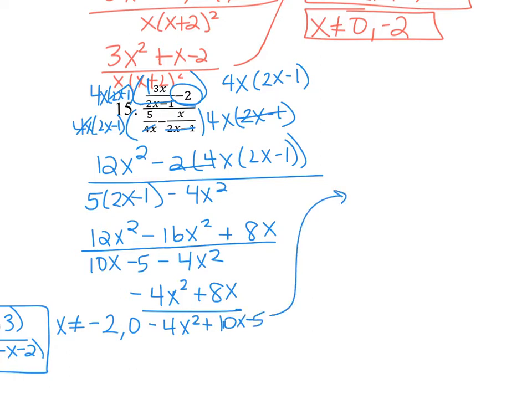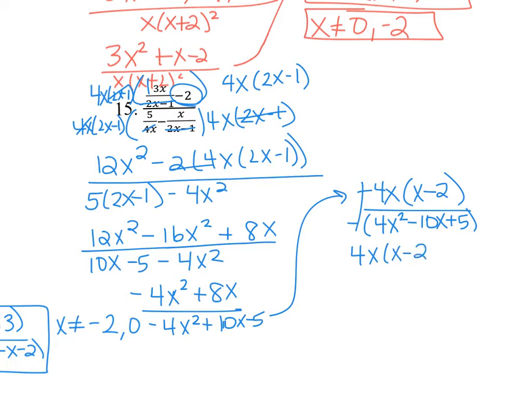So let's keep going. Factor out a negative 4x on the first. I'm left with x minus 2. On the bottom, if I factor out a negative, factors of, so it can't be factored. So I know my negatives can cancel out. So I'm left with 4x times x minus 2 all over 4x squared minus 10x plus 5.